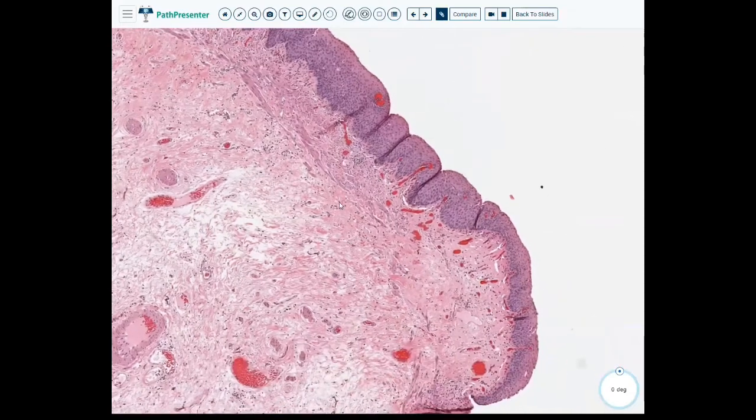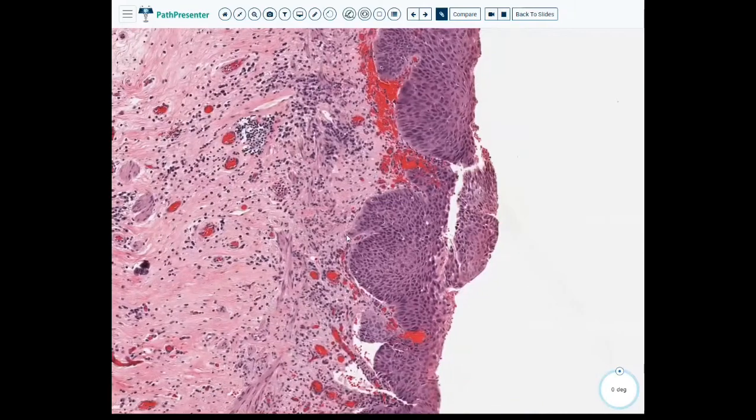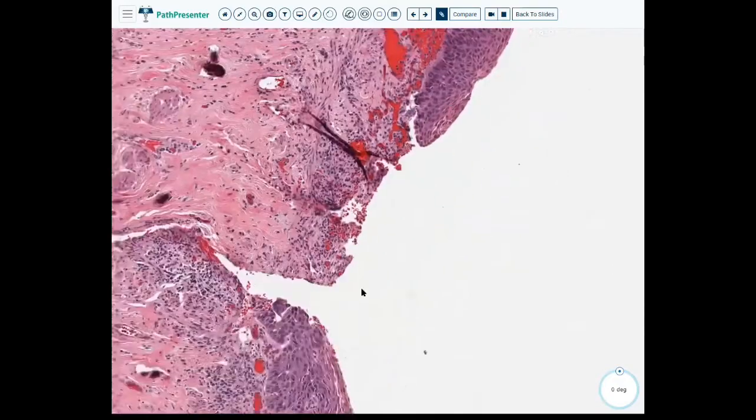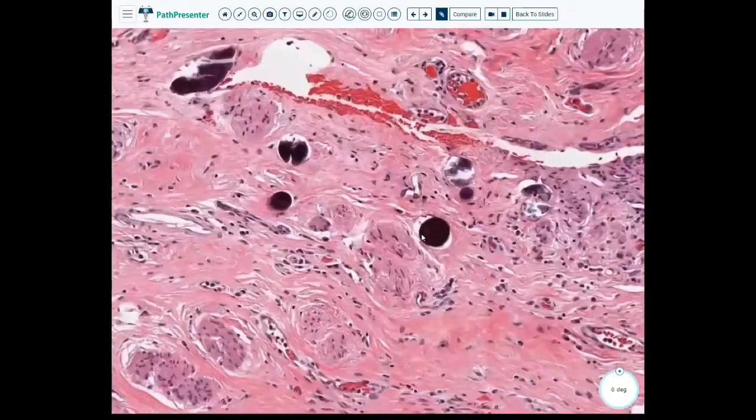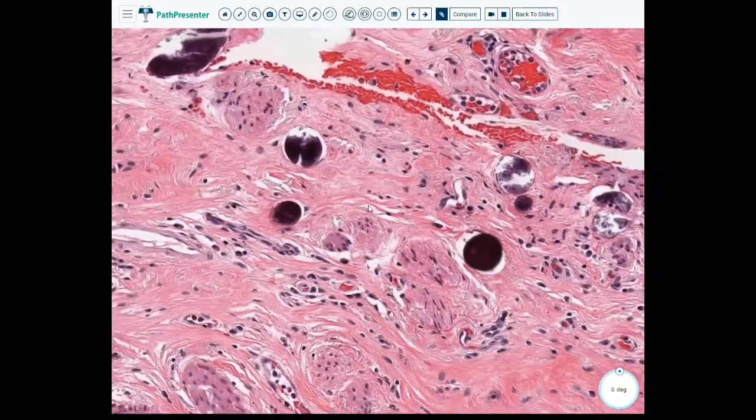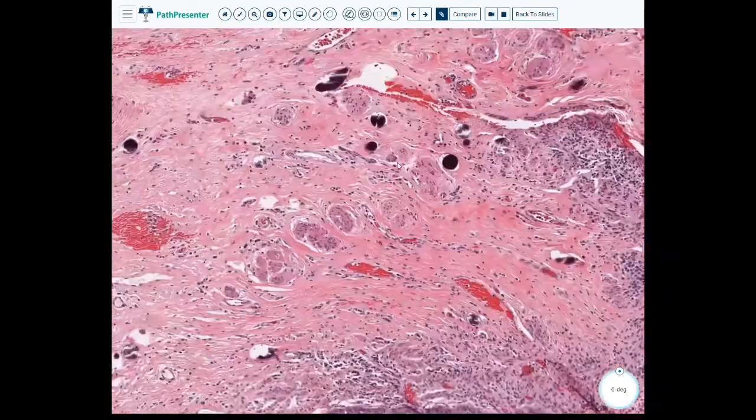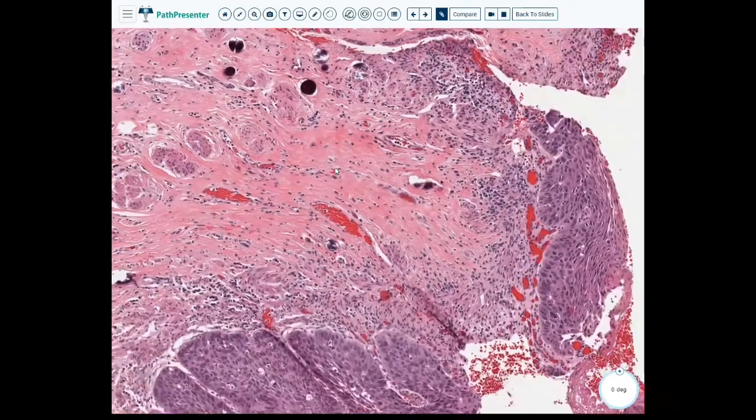Okay. And looking at our urothelium, there's some inflammation, maybe a little bit of disarray. Oh, okay. So this is what I'm trying to show here. So this is one aspect of this case. So these are, looks like calcified eggs. Okay, and again, this is schistosomiasis.